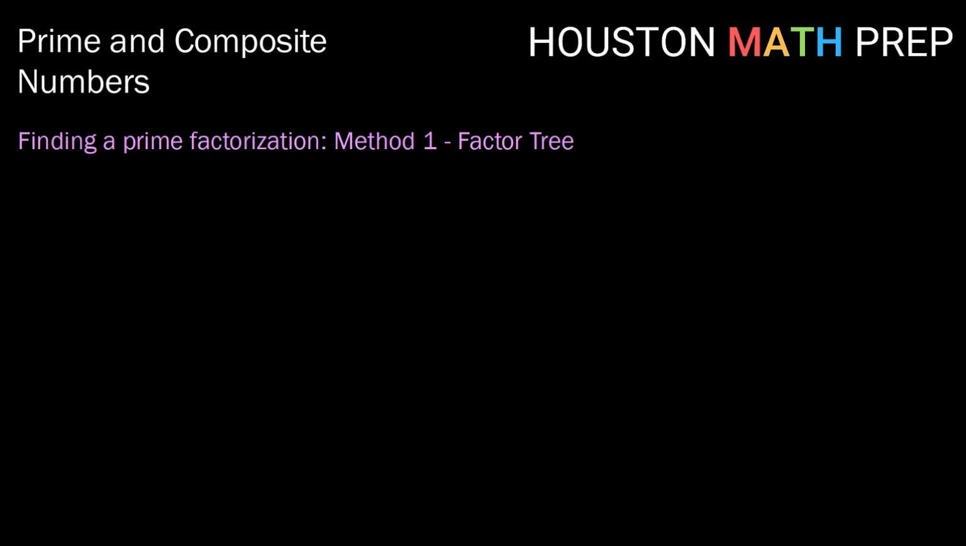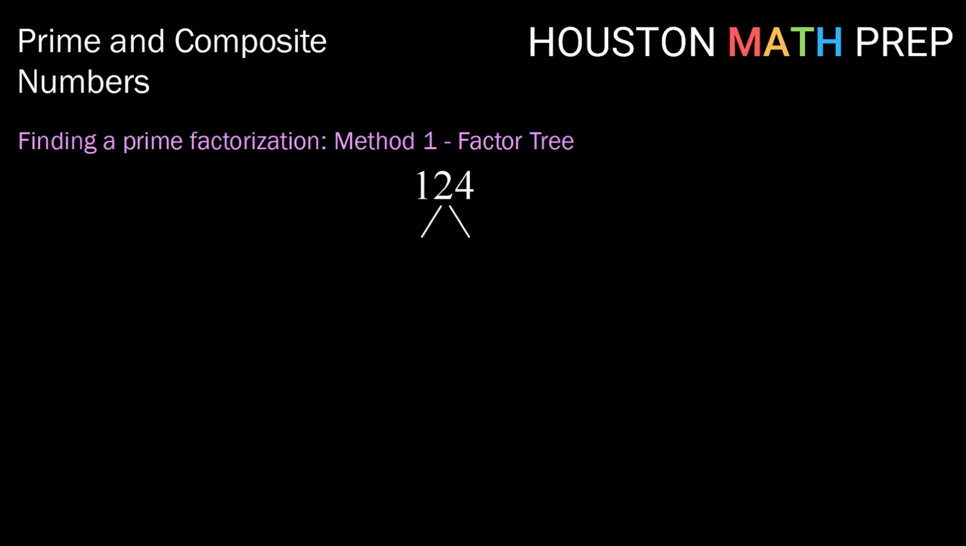So let's take a look at a couple of methods for finding this unique prime factorization. The first method we're going to take a look at is what we call a factor tree. So let's take the number 124 for example. We know that 124 is a composite number. I know that just by looking at it because it's even. So I know that at least 2 divides evenly into 124.